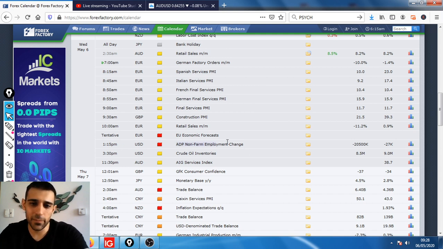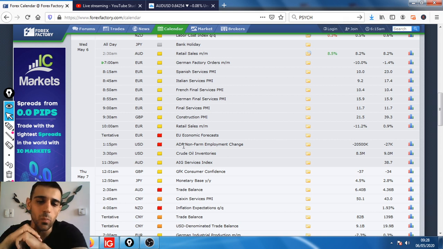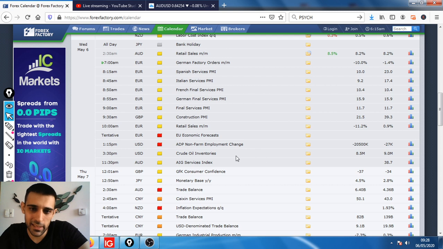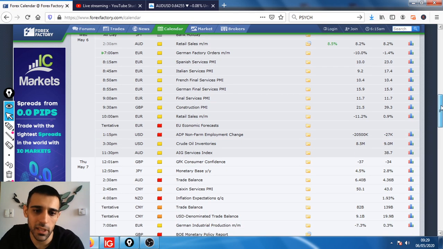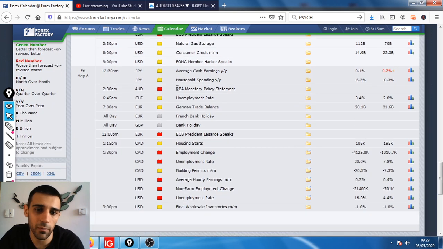This one can create some volatility, but I've seen a couple of times that it did not really move the market. So this is more like a 50-50. Even though it's in the red zone, it can create some volatility, but more or less it does not do much. But then it depends, because the ADP is important, but it's not as important as the non-farm payrolls on Friday.